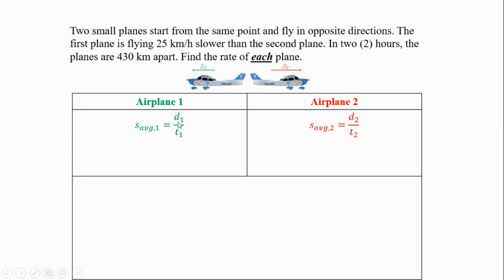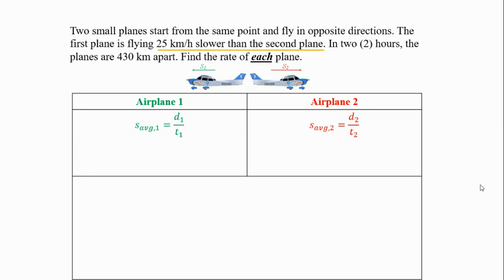We know that D1 and D2 are different because they're flying for the same amount of time, but the rates are different, so therefore the distances covered must be different. The one thing we do know is that the time is the same because it says in 2 hours the planes are 140 kilometers apart. So that is one thing they do have the same. Okay, so keep that as we proceed throughout the whole solution here.